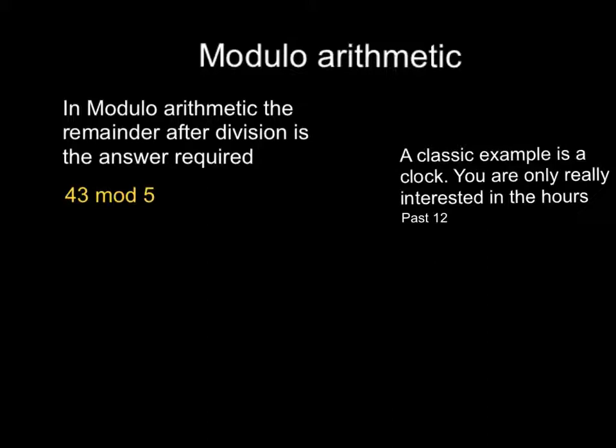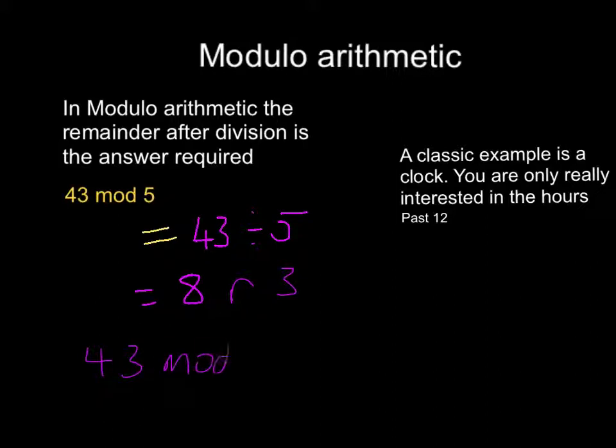Let's now have a look at 43 mod 5. As we talked about previously, it's all about what's left over after you do the division in whole number terms. So 43 divided by 5 equals 8 with a remainder of 3. Remembering the key term we're after here is the 3. That means that 43 mod 5 is just equal to 3.